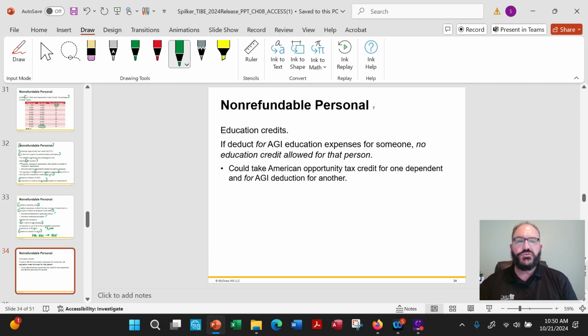Other ones, education credits. Notice you can take American Opportunity for one dependent and a for AGI deduction for another one. So if you deduct the for AGI education expenses for someone, no education credit will be allowed for that person. So you could use one for one and one for the other.